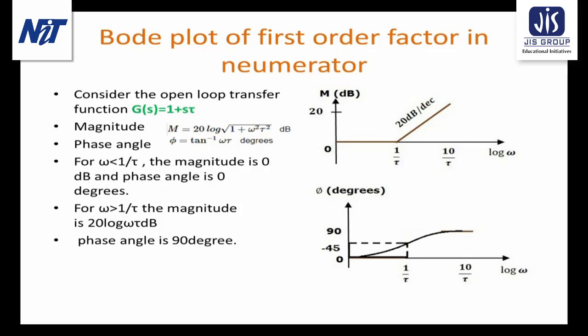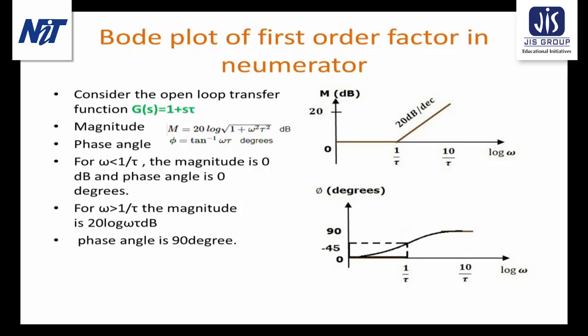Now here also there will be two cases: when ωτ is less than 1, that is, the ωτ part is negligible, only the 1 will be present and the magnitude is 0 dB. So at the lower frequency range when ω is less than 1 by τ, the magnitude will be 0 dB. And in the same way the angle in the lower frequency range is 0 degree. Now we will consider the second case when ωτ is greater than 1.